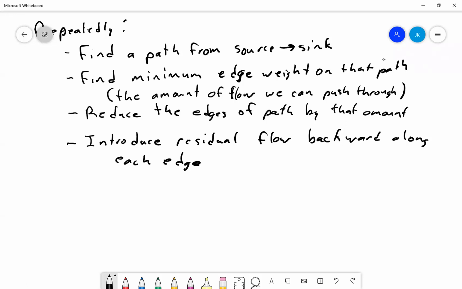So let me start out. I will show you a graph. I'm going to give you a very simple graph. If you look at the PowerPoints that accompany this, you can see a different graph there that illustrates the same idea.